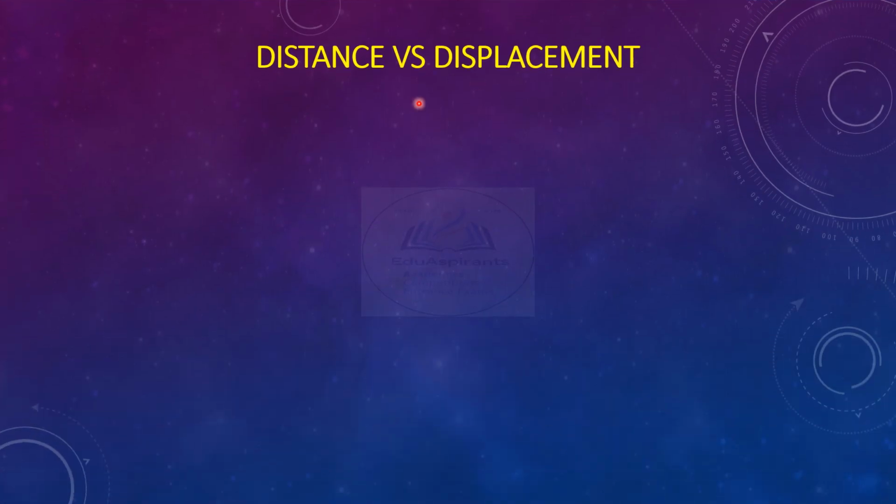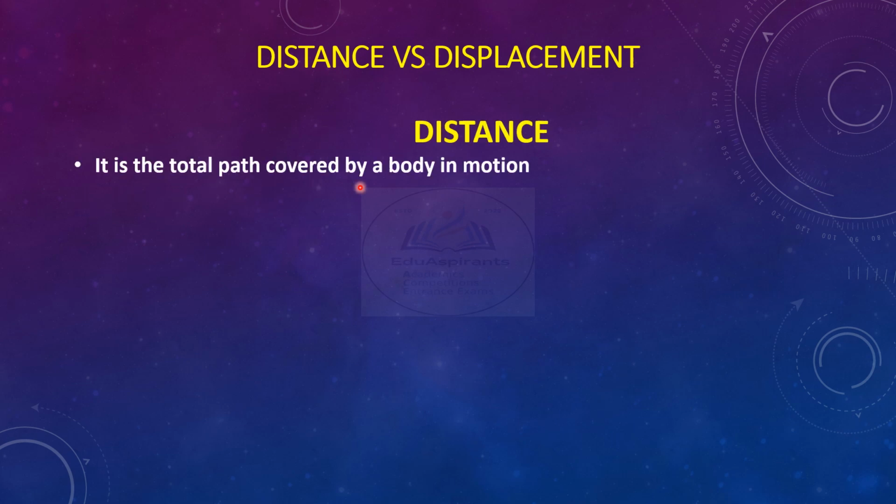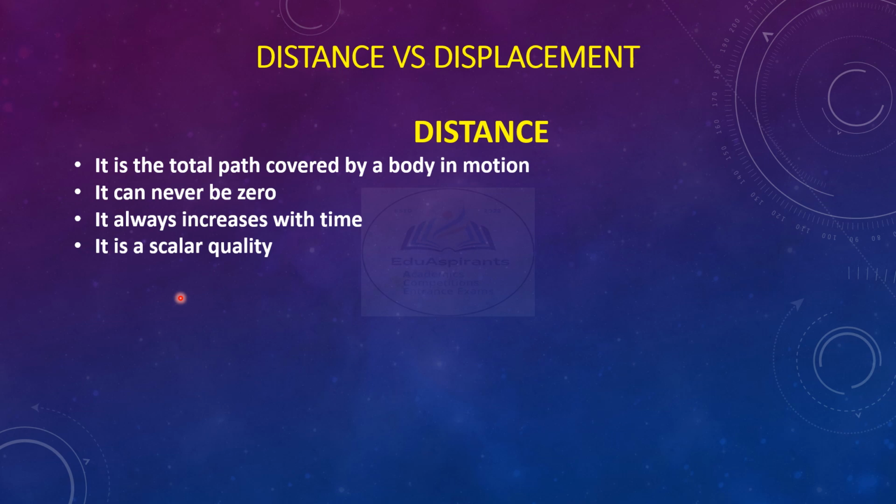Distance versus displacement. Distance. It is the total path covered by a body in motion. It can never be zero. It always increases with time. It is a scalar quantity.